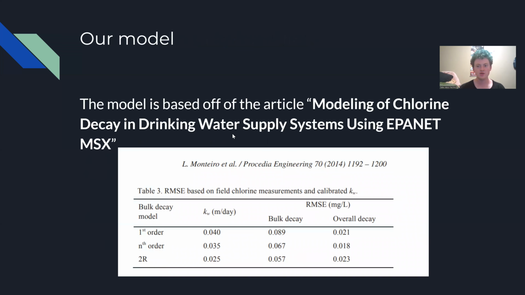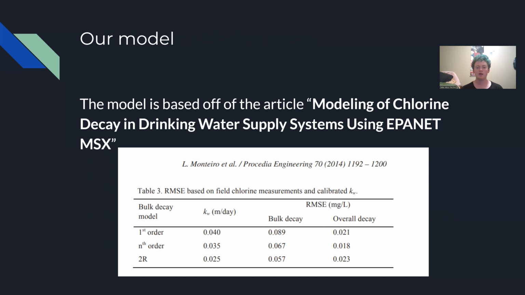So here is going to be our final model of the system. It's going to be based off of modeling chlorine decay in drinking water supply systems using EPANET-MSX, which you'll remember is the article that I used in the last video I created. It was last minute and I wasn't able to communicate with many people. So we're going to create a model of the overall decay rate for their 1st order model, their nth order model, and their 2nd order model.